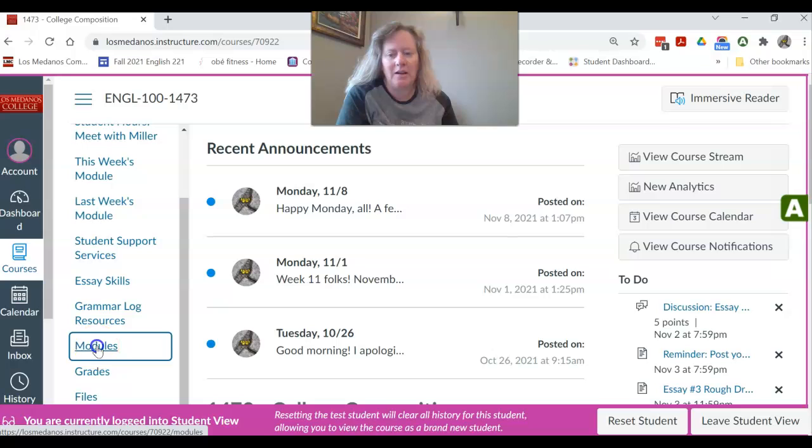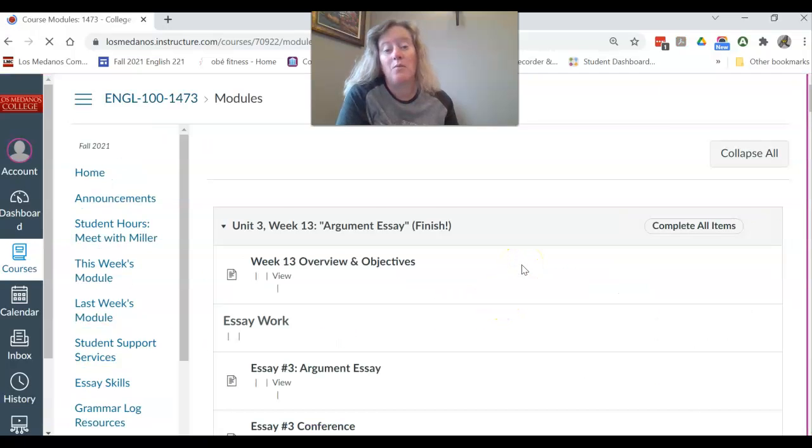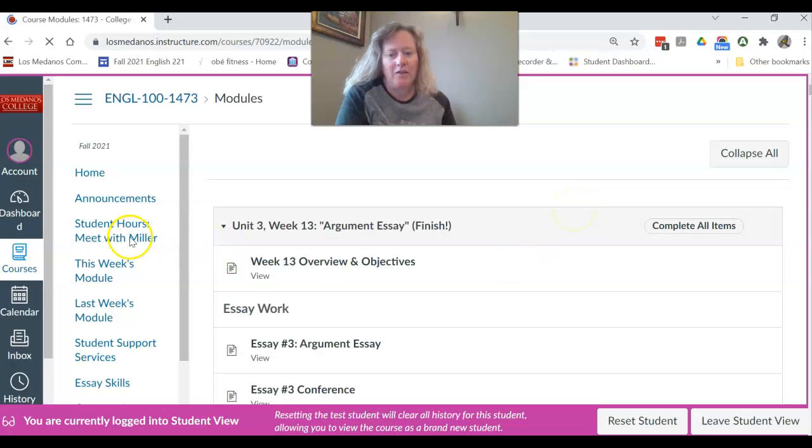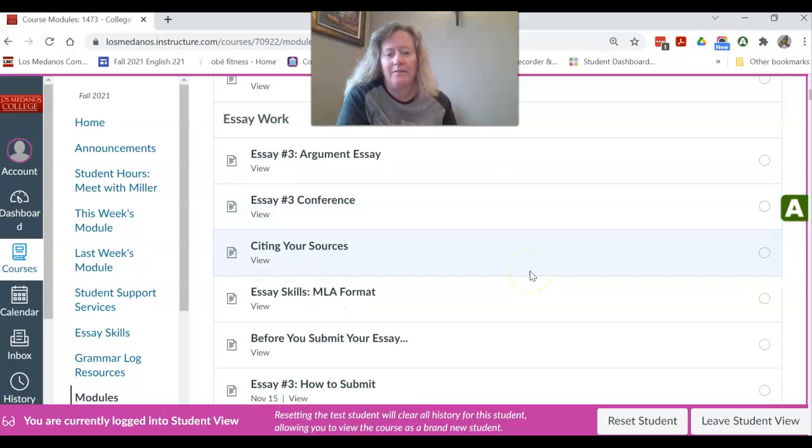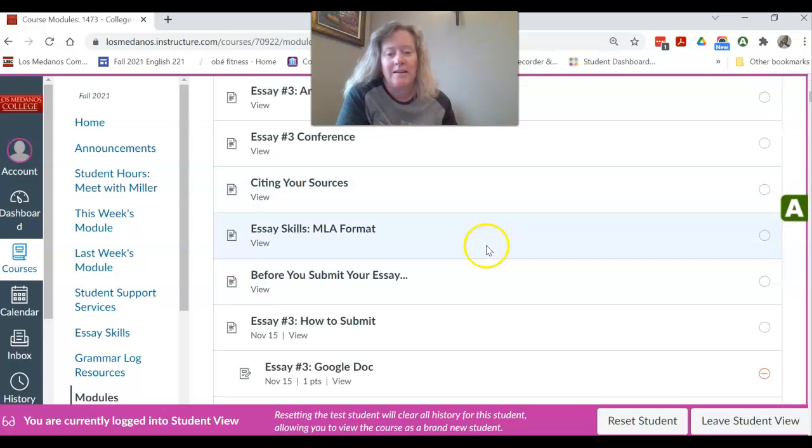So I'm going to click on modules just so that you can see what is in this week's module. I know that you can click on this week's module here in the link, but I want you to actually see all of the things that are not going to show up on your to-do list because they're instruction material. So obviously the assignment, but information about how to cite your sources, especially all those government sources that we use at the very beginning. There's a page here that basically all you have to do is copy and paste for most of the material in this unit for us. Your MLA format reminders, some reminders about what to do before you submit your essay.